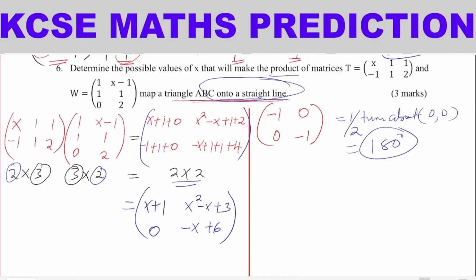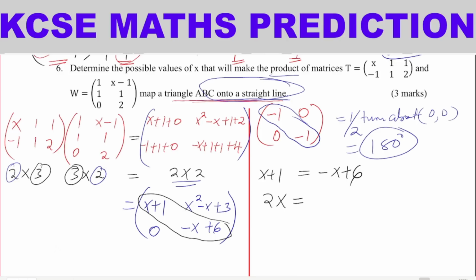So therefore, when you look at this matrix, you notice that these elements in this diagonal are equal. They are equal, negative 1, negative 1. And therefore, we are going to get the value of x by taking these elements of this diagonal. And you're going to say that x plus 1 should be equivalent to negative x plus 6. And collecting the like terms together, you get 2x is equal to 5. And the value of x will therefore be 2.5. That is what you're supposed to do.